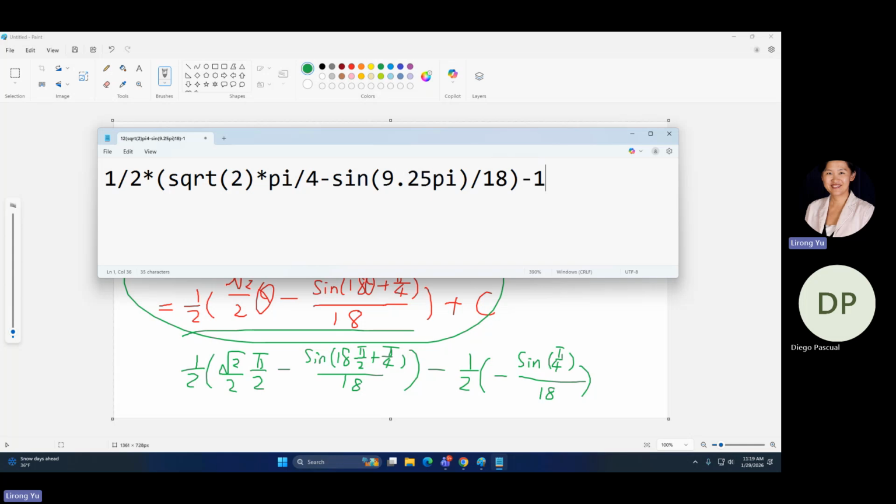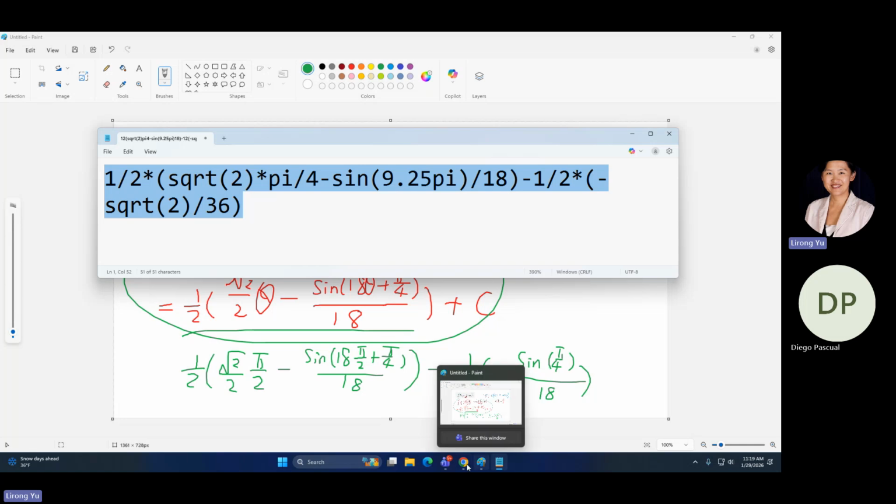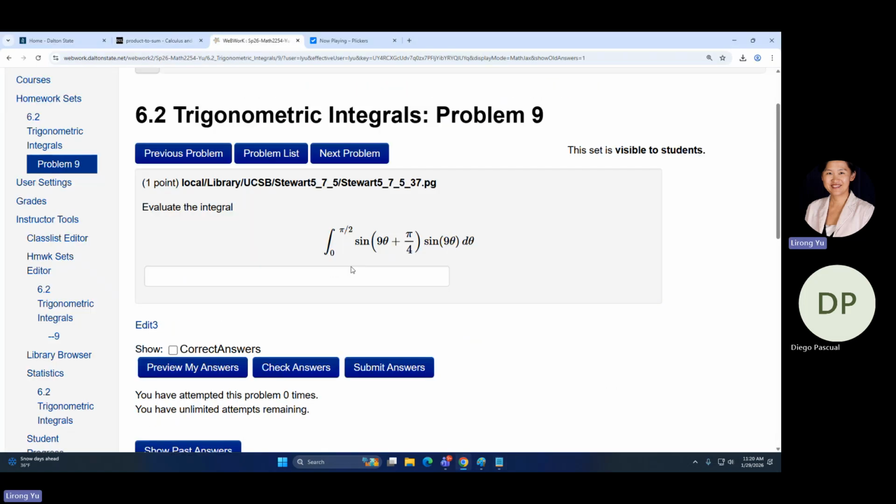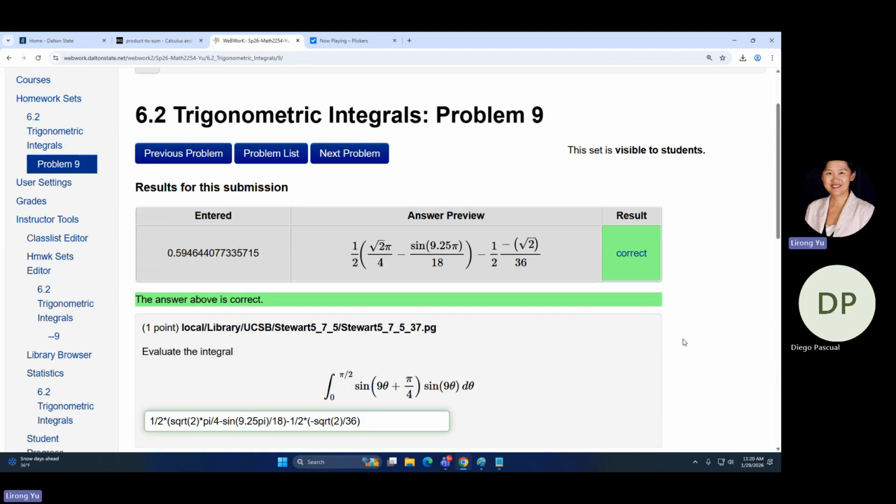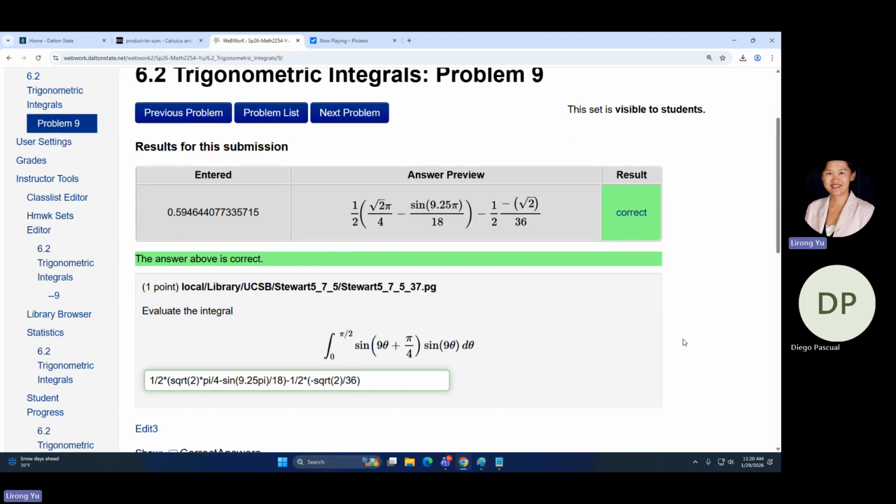The lower limit value is 1/2 multiplied by what's inside. It's negative sine of pi over 4, which is really square root of 2 divided by 2. And that has to be divided by 18, so really it is divided by 36. Okay, so that was the evaluation of the final number. We will put it in the calculator. So that's what I entered.